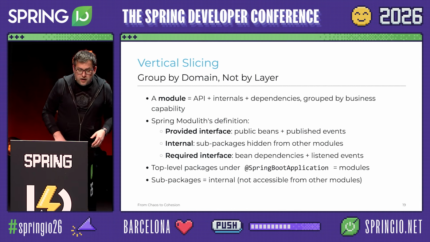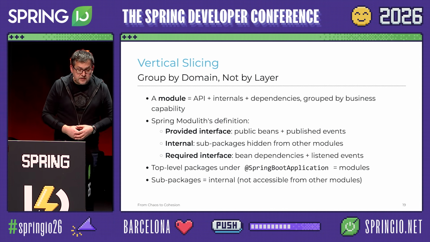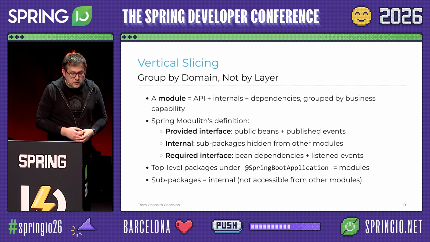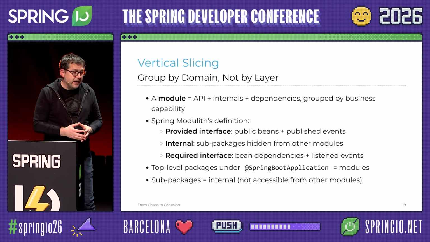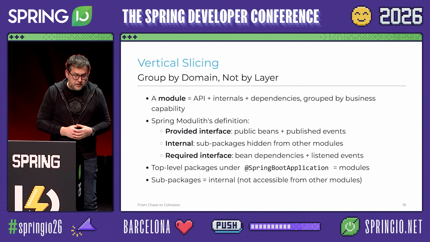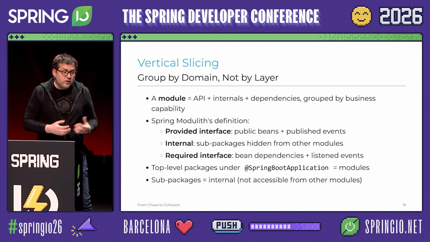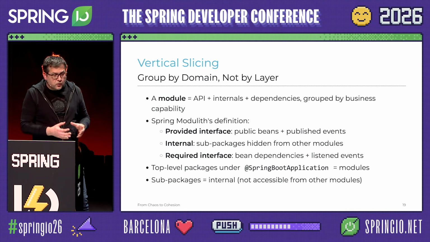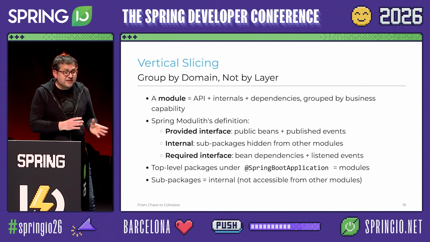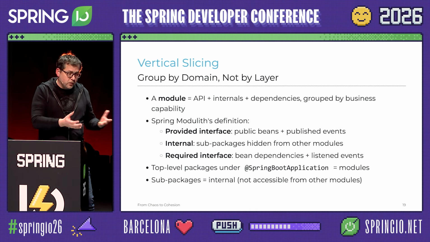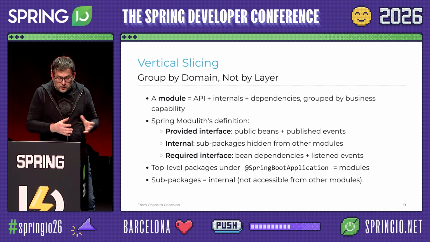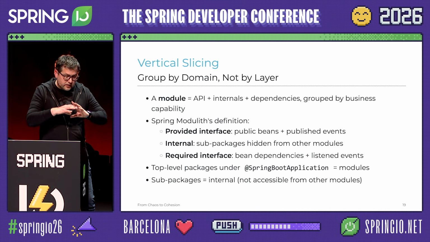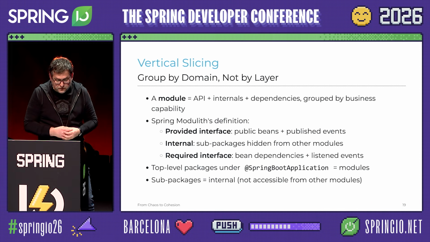Now let's talk about the vertical slicing approach, grouping by domain, not by layer. If you talk about modules, we would say a module has a public API and it has internals. We have dependencies, but we also want to group by business capabilities. That's what we are going to see in the presentation as well. The business topic is maybe one of the things we want to group things by.